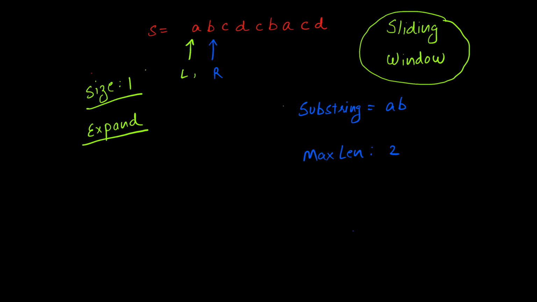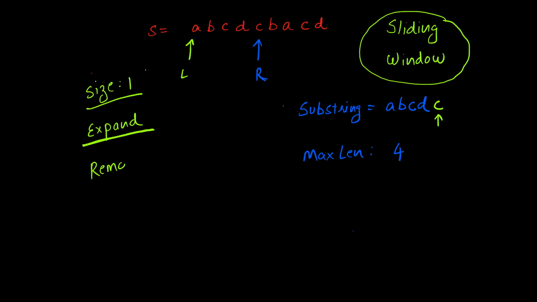I will try to bring in one more character into the substring to expand its size. The next character will be C after we increment the R pointer. Even after including C into the substring, it is still unique, so the max length will be increased to 3. Next character is D, which is still unique in the entire substring. The max length is increased to 4. The next character is C. As C already exists in the substring, it is not unique, so we can't use this substring.